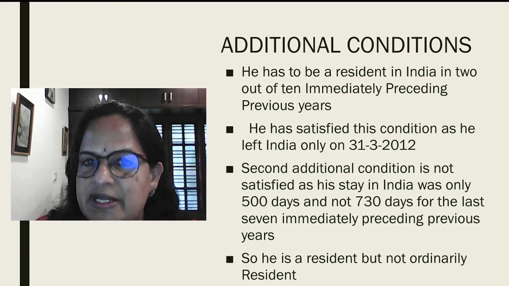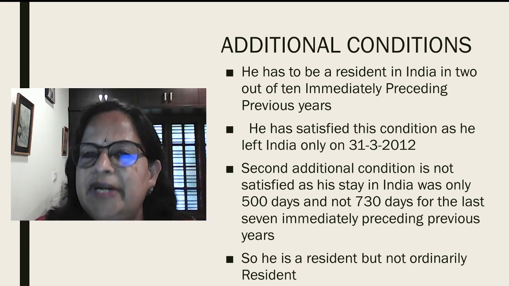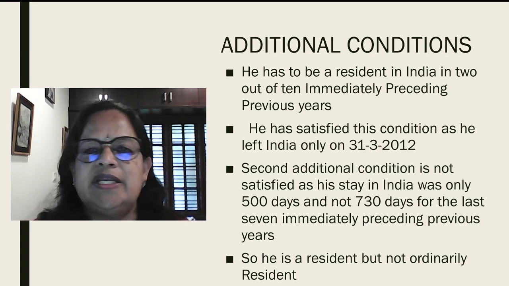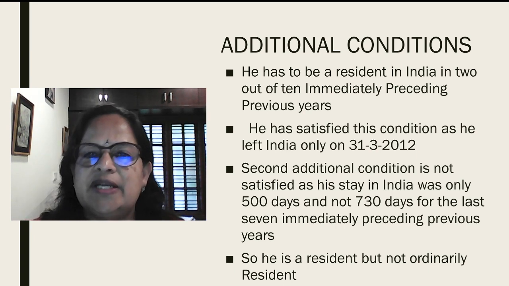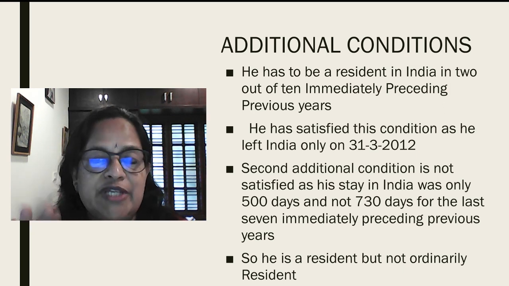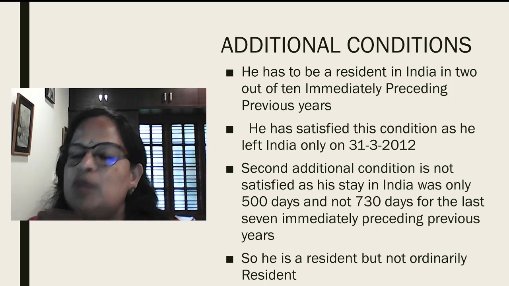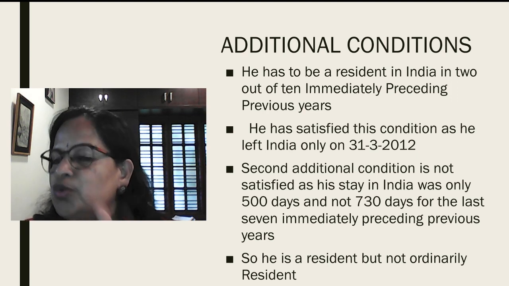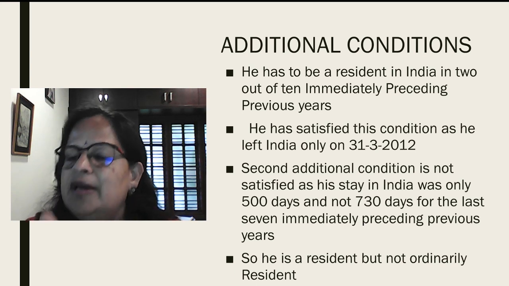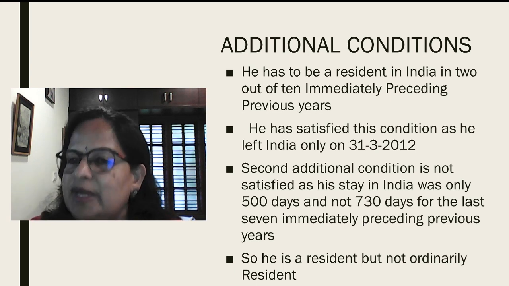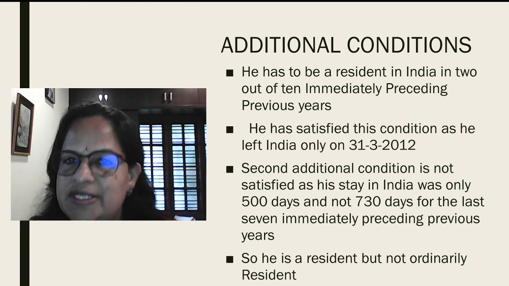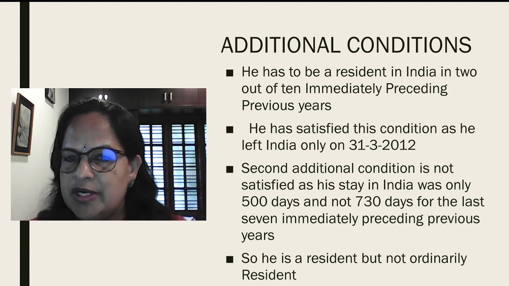He has to be a resident in India in 2 out of 10 immediately preceding previous years. I am repeating this. He has to be a resident in India. He has satisfied this condition as he left India on 31/3/2012. If you take 10 previous years, that will come up to 2009, 2010 also. So 2009-10 he was a resident, 11-12 also he was a resident. He lived in India throughout these 2 years. So he was a resident. So he has satisfied one additional condition also.